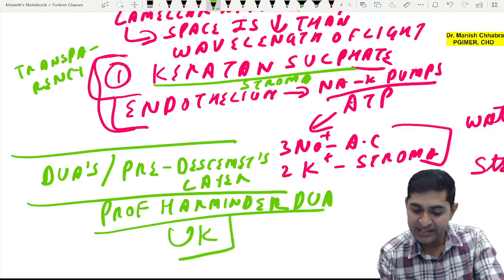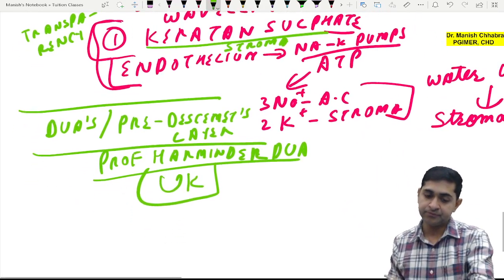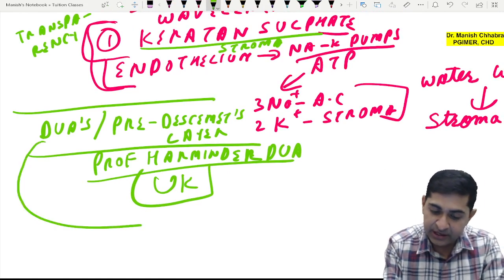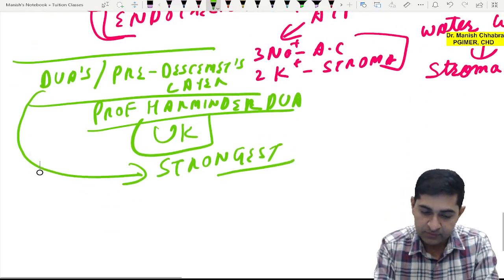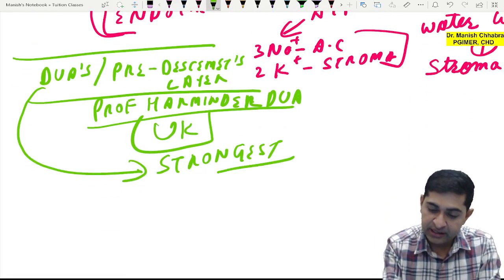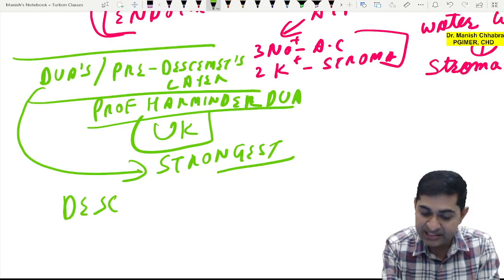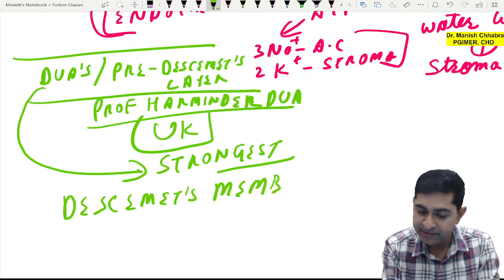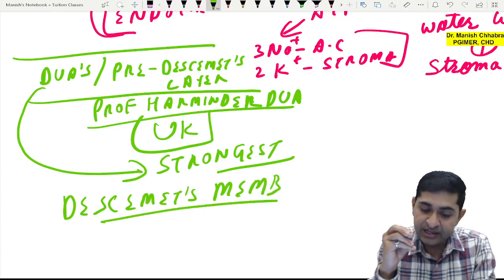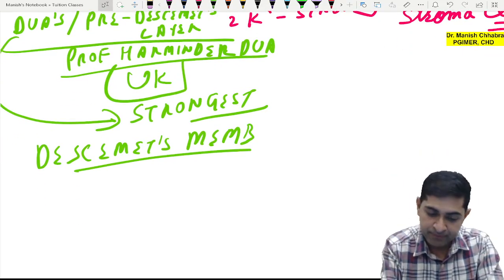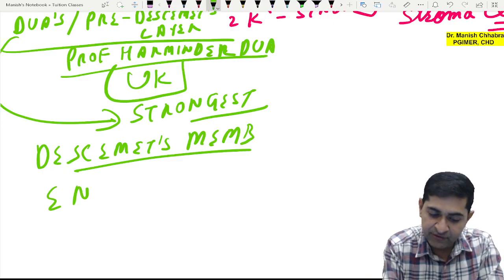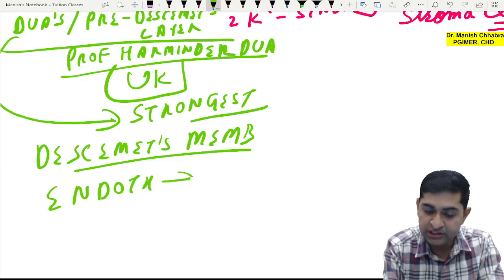He is a practicing ophthalmologist in the UK. And this layer is regarded as the strongest layer of the cornea. So that is your Dua's layer. Next is your Descemet's layer or Descemet's membrane. Earlier it was regarded as the strongest layer. Okay, Descemet's membrane. And finally we have got endothelium.